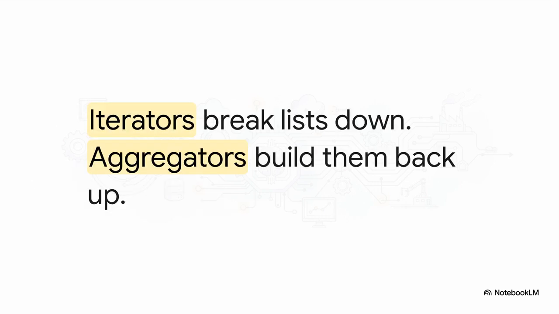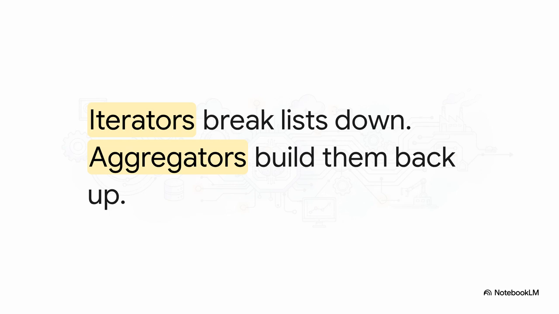Make also features 2 of my favorite data manipulation tools, iterators and aggregators. They do exactly what they sound like. An iterator takes a massive list of data, say one email that has 10 different line items in it, and breaks it down into 10 individual bundles so you can process them one by one.